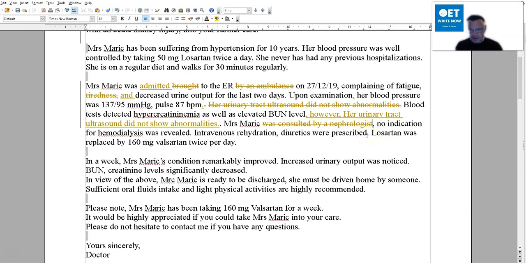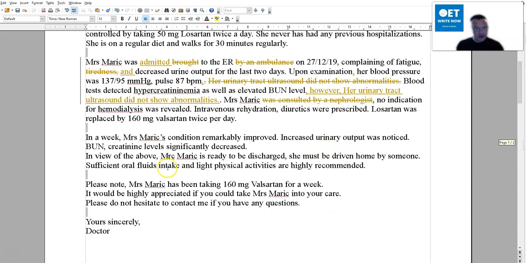It's prescribed and last sentence. Okay. In a week, Mrs. Maric's condition remarkably improved. Still up. Short case note sentence, short case note sentence, short case note sentence, short case note sentence. You're supposed to be joining these up, like information. So noted, obviously improved. We've increased urinary output. Of course, it was noticed, you know. And BUN grade levels significantly decreased.